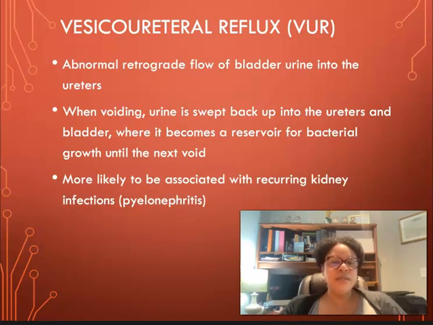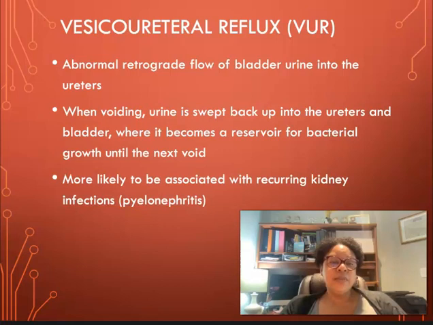So VUR, basically this is when a child has a disorder of the flow of urine where it refluxes back into the ureters. This can cause a lot of problems. We're going to look at the grades in just a second. But if you have a backflow into the ureters, that actually can cause dilatation and UTIs as well as kidney disease.